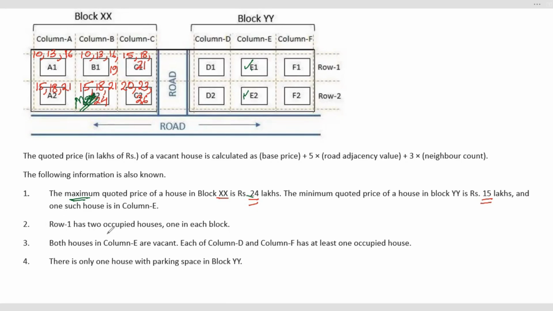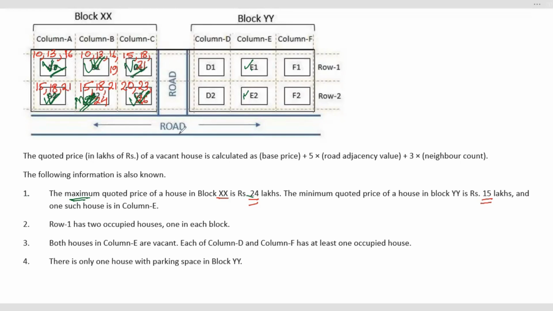Point number 2, row 1 has 2 occupied houses, 1 in each block. So here 1 occupied house. If the maximum 24 is here, that means the occupied houses are this one, this one, and this one. These 3 are occupied houses, so the 1 occupied house is here, so this should be vacant. These would be vacant.